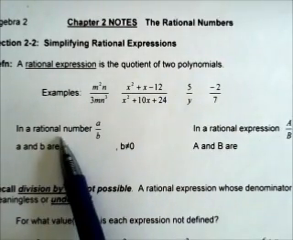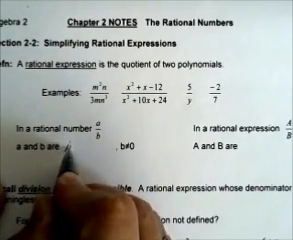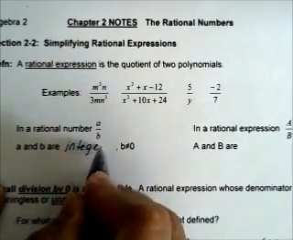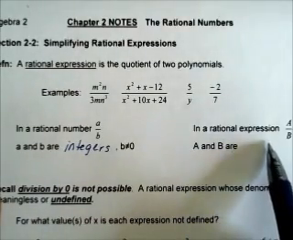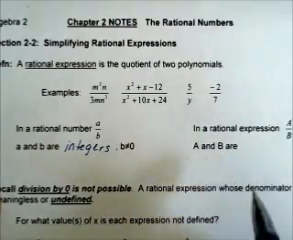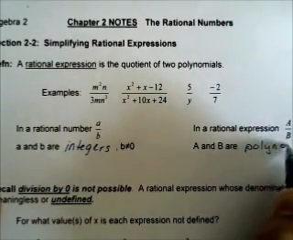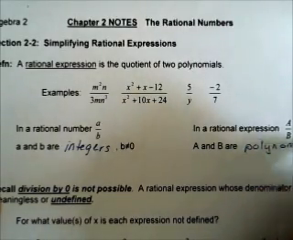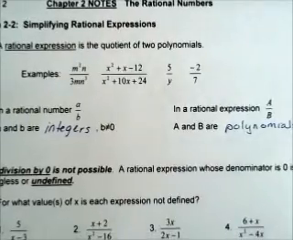Recall that in a rational number, a over b, a and b are integers. b cannot equal 0. Remember, the denominator of a fraction cannot be 0. In a rational expression, a over b, a and b are polynomials. This is going to be our focus for Chapter 2. We'll be working with rational expressions for the most part.